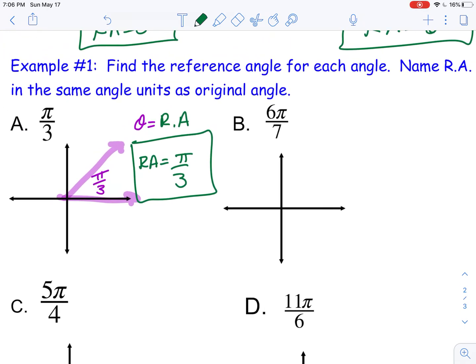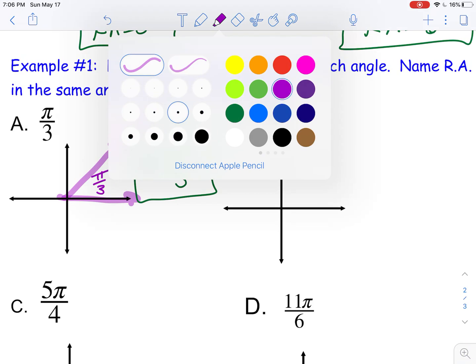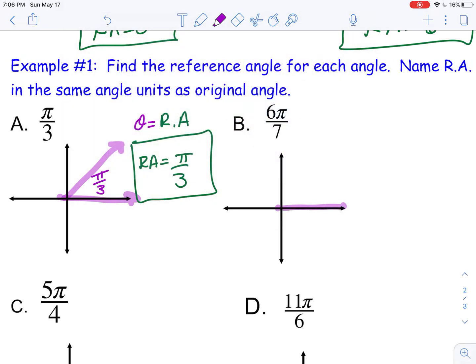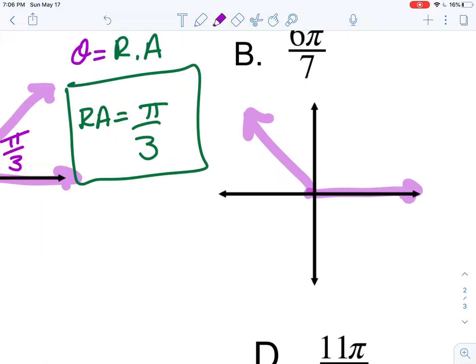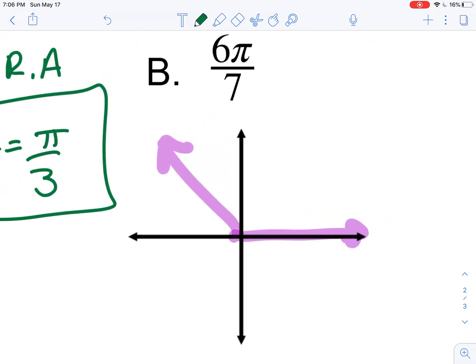Now we have 6 pi over 7. 6 pi over 7 lies in the second quadrant. One way you can remember that: this is really 7 pi over 7, or pi, so 6 pi over 7 is just one less, so it's in the second quadrant. So this is 6 pi over 7. If that confuses you, you can always convert back and forth between degrees and radians, like we learned before.